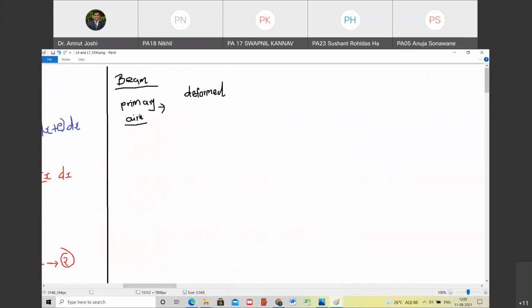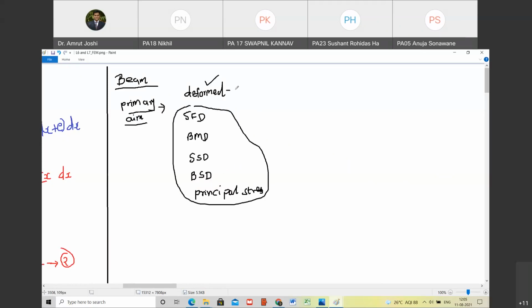So the primary aim is to find out the deformed shape, then SFD, BMD, then we would like to know the SSD, that is the shear stress distribution diagram for a given cross section. We would like to know how the BSD, bending stress distribution diagram, looks, and then we may be interested in calculating principal stresses and principal strains. So once we find out the deformed shape, all of this can be done. So the primary unknown, or primary interest, is going to be the deformed shape. Are you with me? Yes, sir.